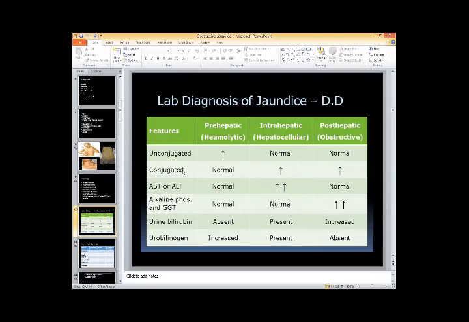So up to this level, you can easily differentiate by looking at the LFTs. If unconjugated high, it is prehepatic. If conjugated high, that means either it is hepatic or post-hepatic. Then you will see AST or ALT. If AST or ALT high, that is hepatic. If alkaline phosphatase and gamma GT is high, it is post-hepatic. So up to this level, you can easily tell the diagnosis of the jaundice, whether it is pre-hepatic, hepatic, post-hepatic. Okay, I think we'll move forward.